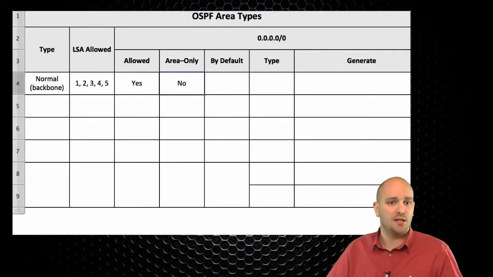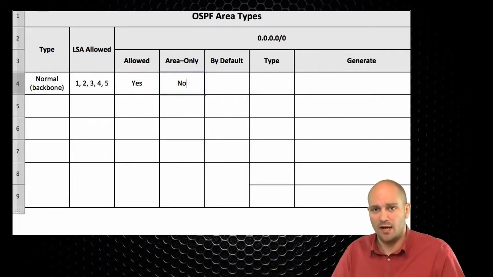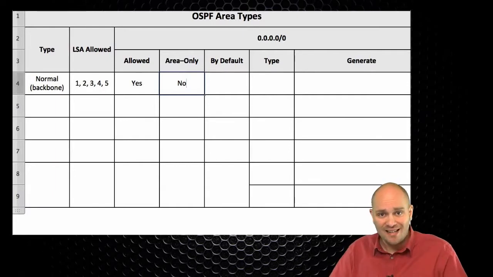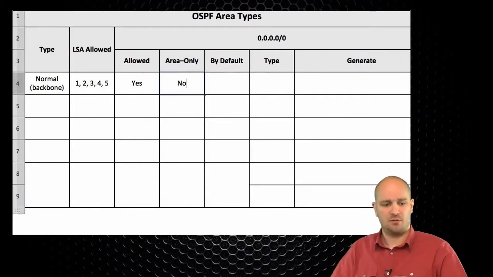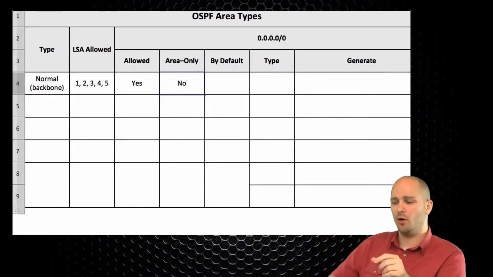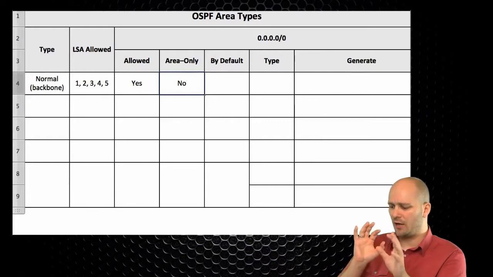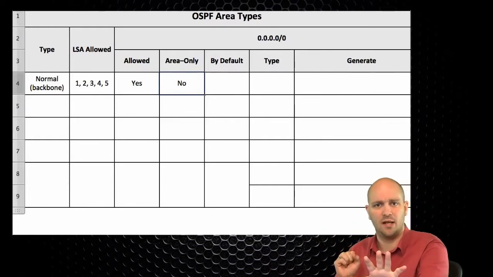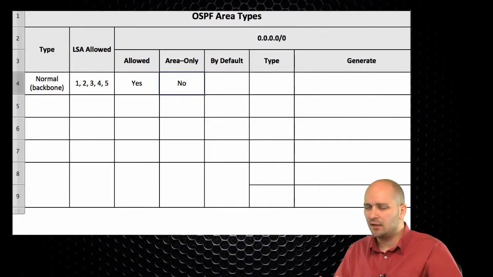So when you are creating a regular area or the backbone area, you can have a default route in that area, but you can't have a network that, for example, has two normal areas, like area 0 and area 5, and say that, okay, I'm going to have the default route in area 5, but I don't want it in area 0. You cannot do that easily. It's not supported by default.